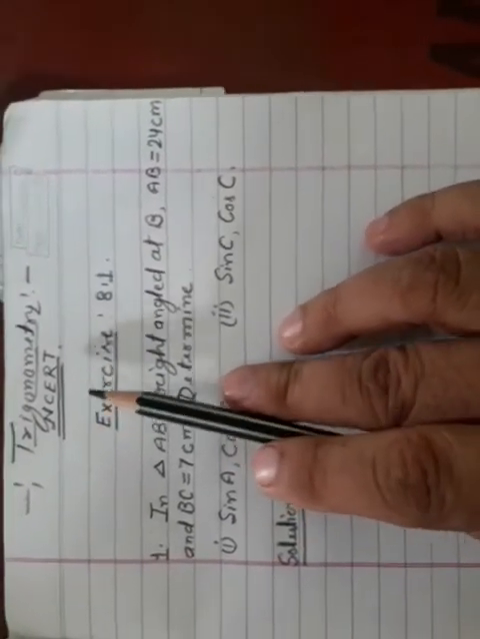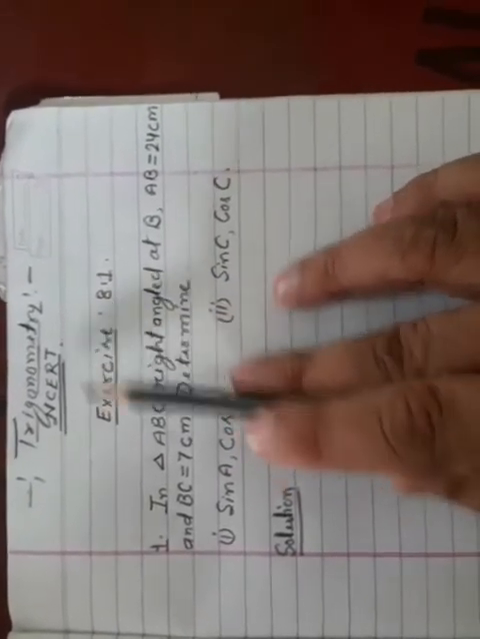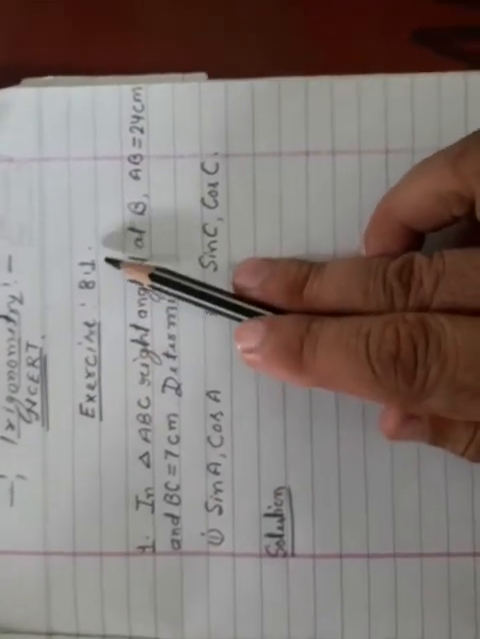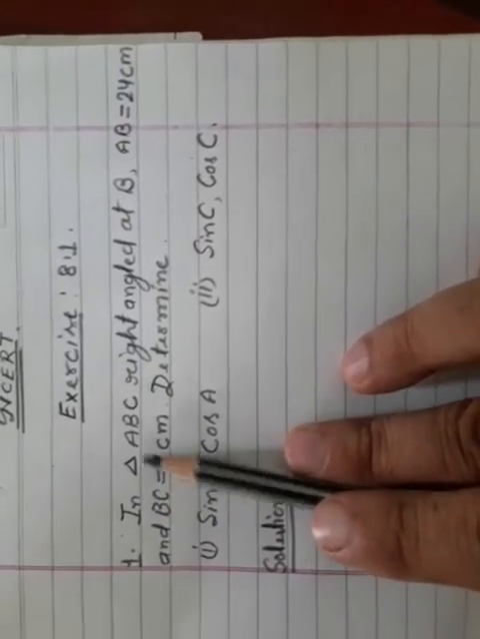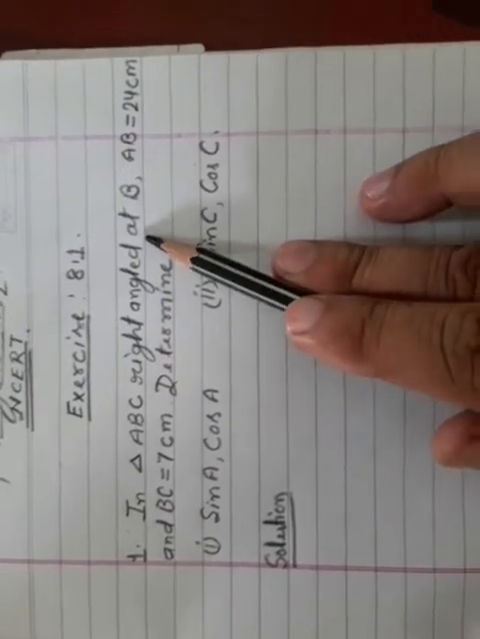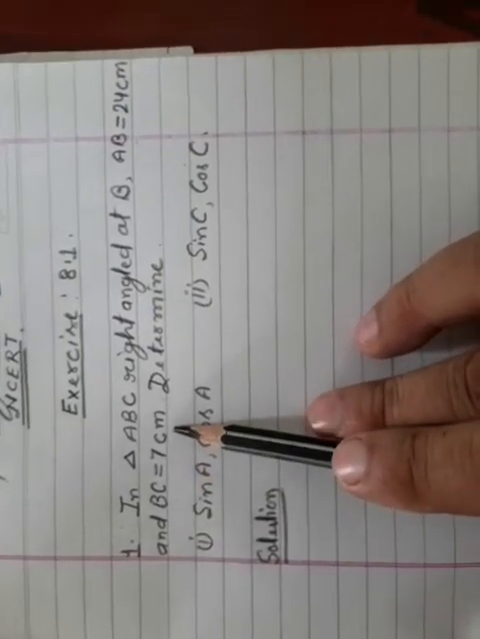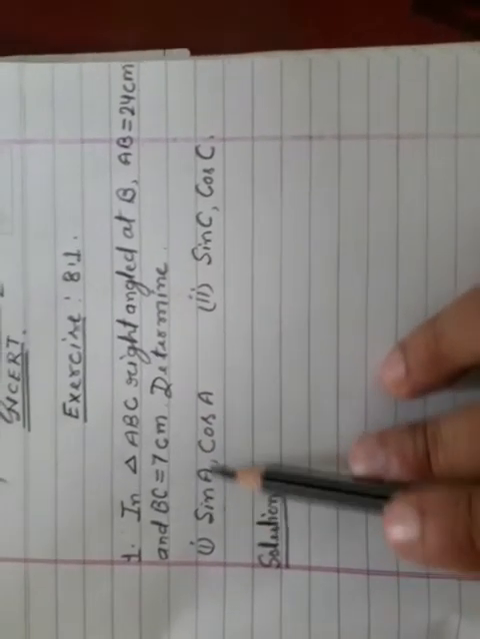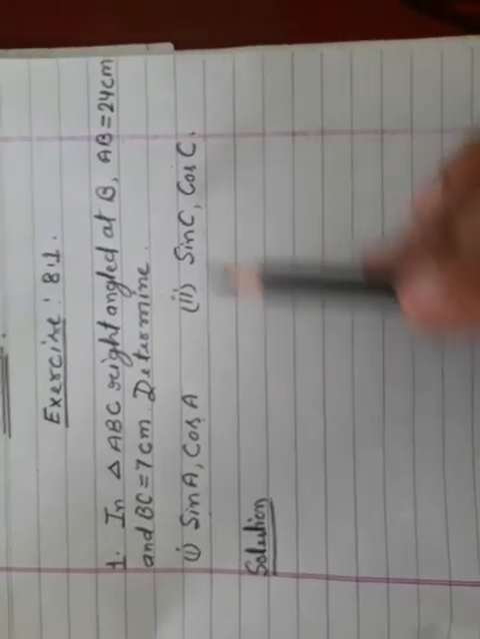Now, dear, we are running chapter in part 4, trigonometry. We get here the NCERT questions. First exercise here, 8.1. The first question is: given that in triangle ABC, right angle at B, AB is equal to 24 centimeter and BC is equal to 7 centimeter. Determine sin A, cos A, and second one is sin C and cos C. Now get the solution.